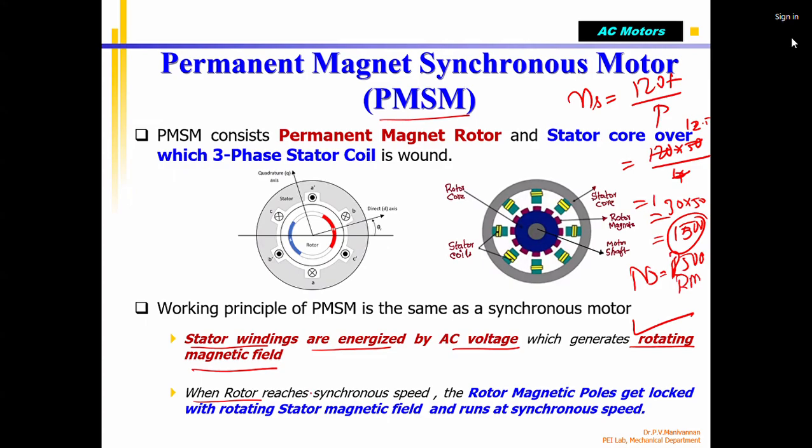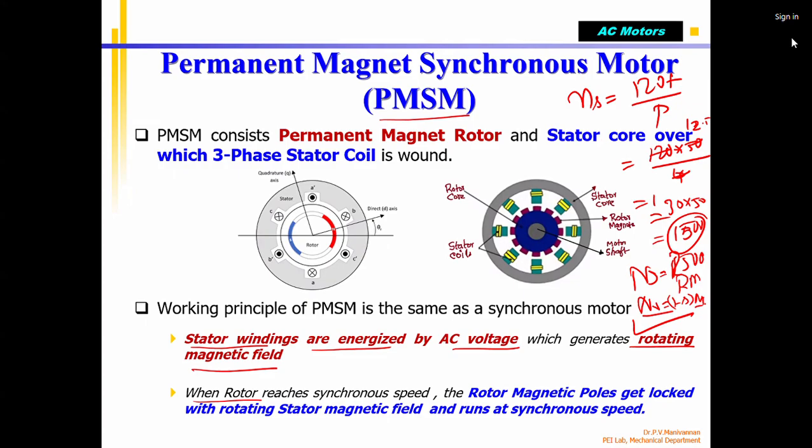The magnetic field rotates at NS, and already we know NR equals (1 minus S) into NS. So the rotor speed will be less depending on the slip. The lesser the slip, the closer the rotor speed is to synchronous speed. This we already know.